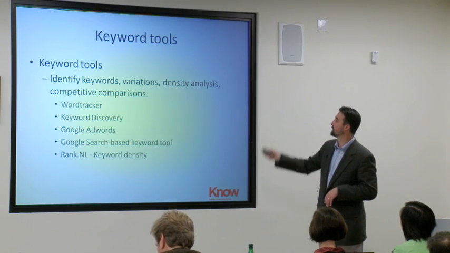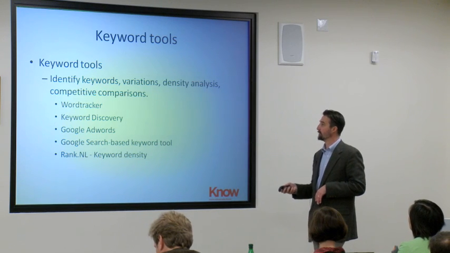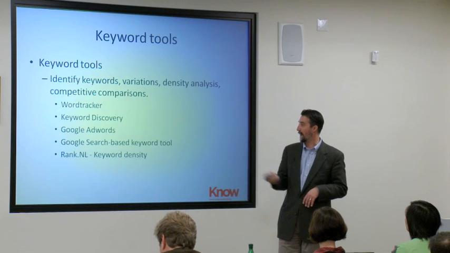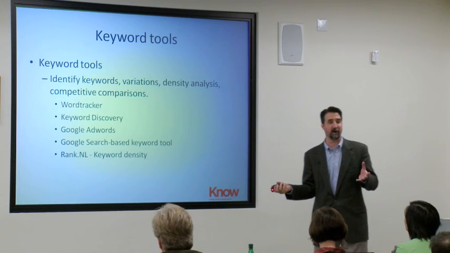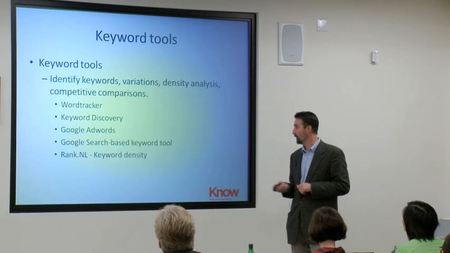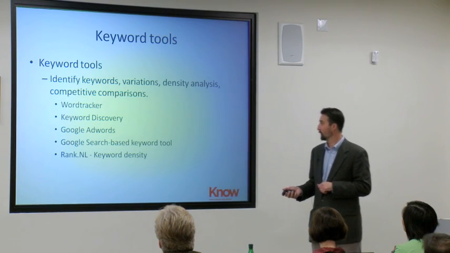So again, here are some real quick keyword tools that you could be using. Wordtracker, that's a paid one. Keyword Discovery is pretty good. Google AdWords, you can use that even though it's primarily for pay-per-click. There's the Google search-based keyword tool and RankNL, which is the keyword density tool.